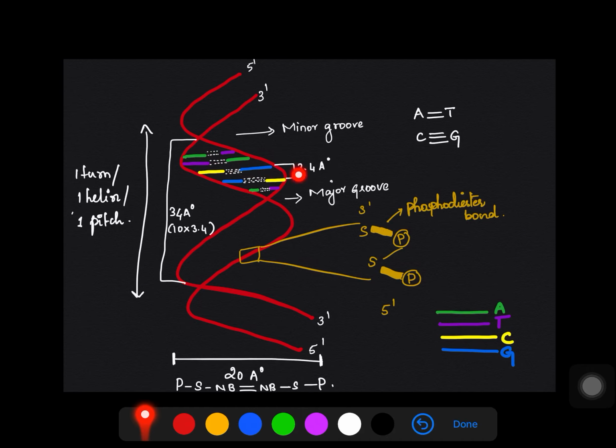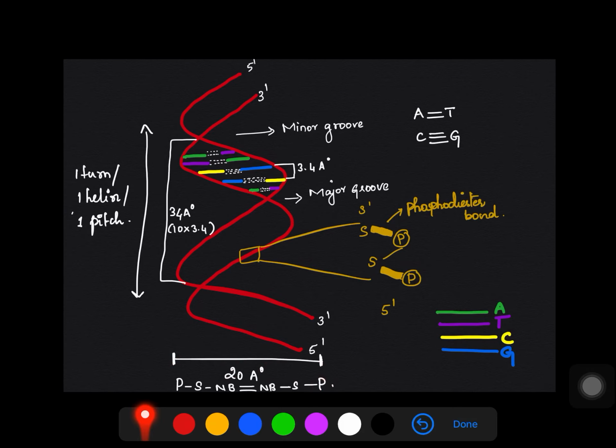The distance between base pairs is 3.4 angstroms. Hence, for a full turn of the helix, it is 10 times 3.4, which is 34 angstroms. Then what about its diameter? To calculate the diameter, we measure from the phosphate group of one strand to the phosphate group of the other strand. This diameter is 20 angstroms.